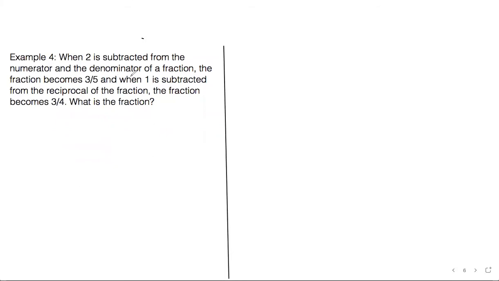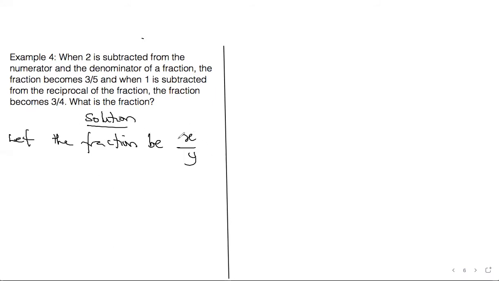When 2 is subtracted from the numerator and the denominator of a fraction, the fraction becomes 3 over 5. And when 1 is subtracted from the reciprocal of the fraction, it becomes 3 over 4. So what is the fraction? So what do we do here? So let the fraction be x over y. So I assume that the numerator is x and the denominator is y. I don't know the numerator, I don't know the denominator. So the original fraction is what I want.